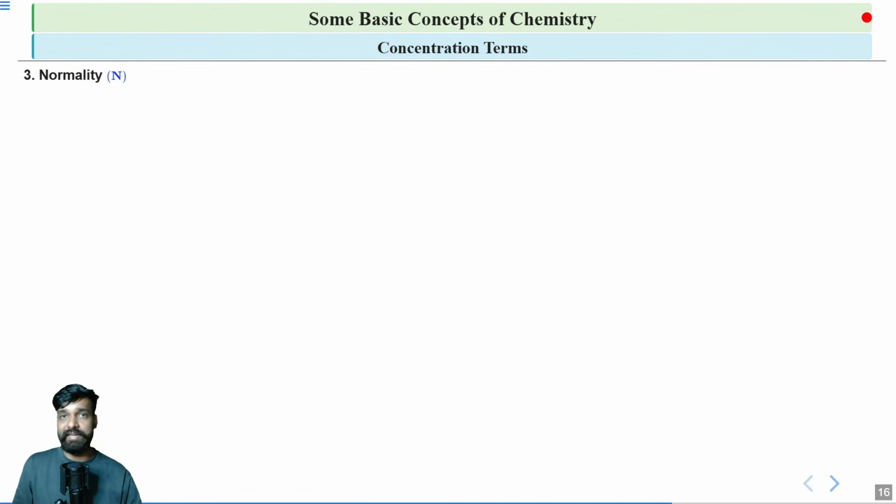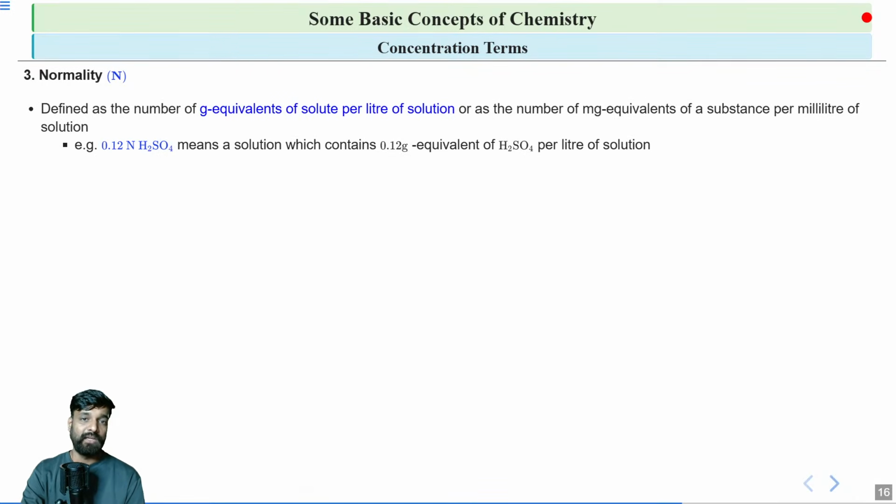Next we have normality. Now this normality is something which is used in calculations in the case of your redox reactions. We will do extensive questions on this, so that you can grasp this important concept of normality. Now how is it defined? If I define it simply, it is the number of gram equivalents of solute per liter of solution. So this is something which is related to reaction. How do you calculate it?